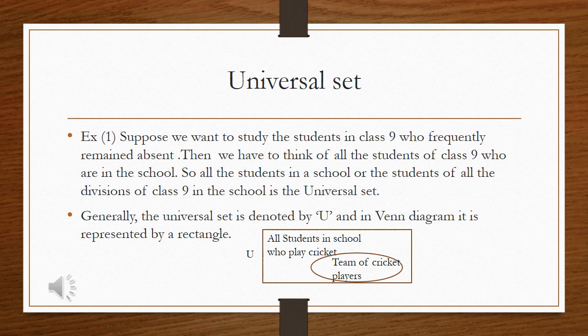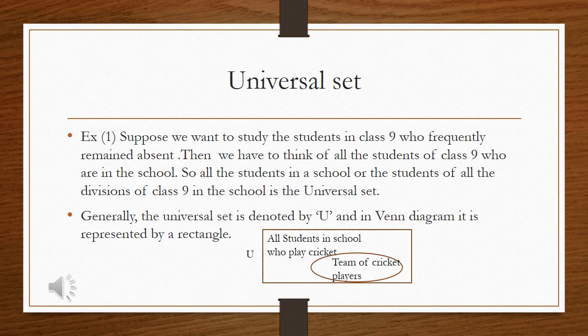Let us understand the concept of universal set. Generally the universal set is denoted by the capital letter U, and in a Venn diagram it is represented by a rectangle. Take one example. Here all students in a school who play cricket is our universal set. And the small set A, suppose it is a subset of U, contains the team of all cricket players. So here the universal set contains all students in a school who play cricket.